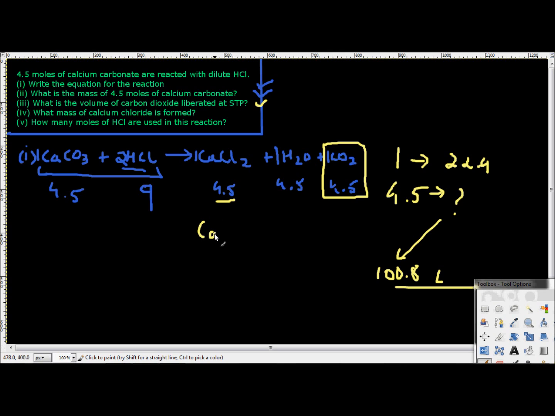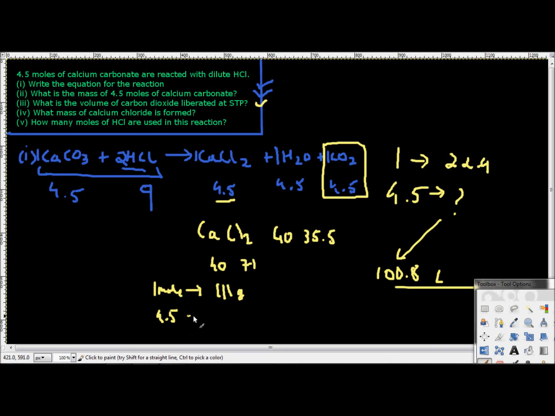Now, in the CaCl2, what will be given to you is the mass of Ca, which is 40, and the mass of Cl, which is 35.5. So you're going to take 40, just one of them, and you have two Cl's. So 35.5 into 2, you get 71. So the molar mass of CaCl2 is 111 grams. So you know that 1 mole gives this much. So how much will 4.5 give?